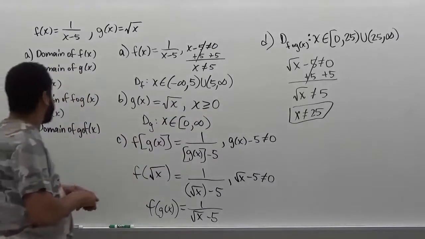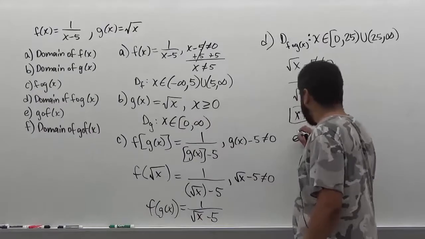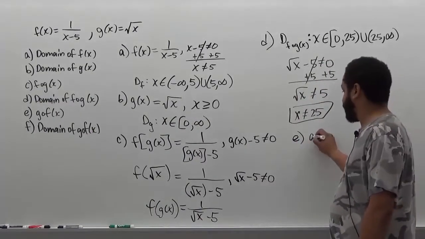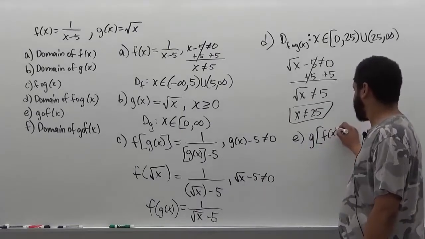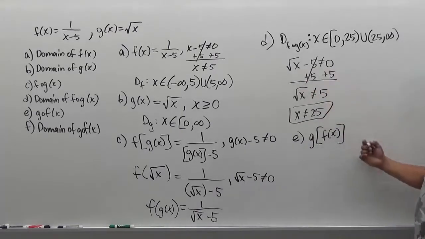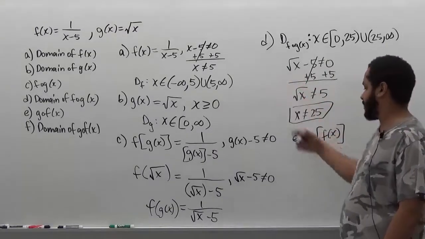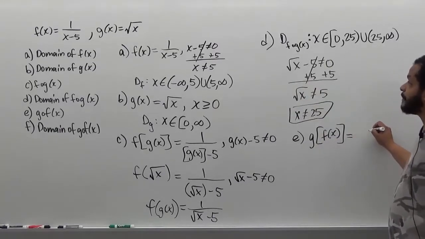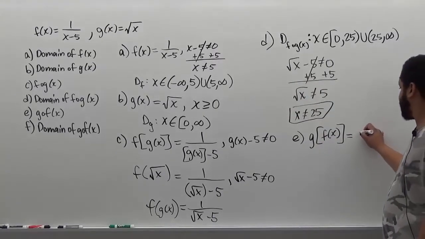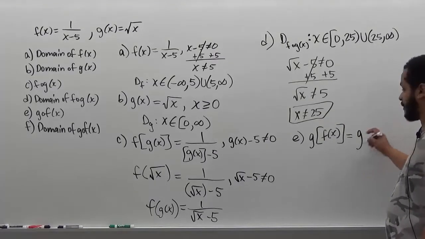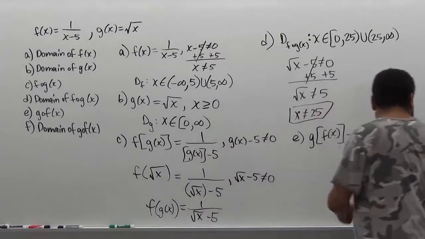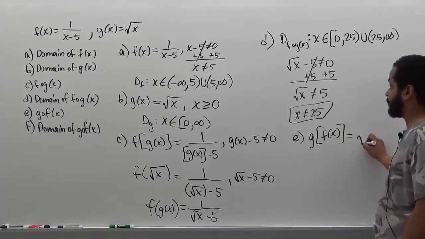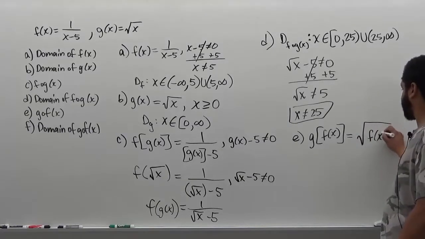So moving on to part E, we're now looking for the g of f of x, right? And now when we're looking for the g of f of x, this is going to work quite the contrary, right? Instead of inserting the g into the f, we're going to insert the f into the g. And so this here gives us the g of the f of x, which is going to produce the square root of the f of x.